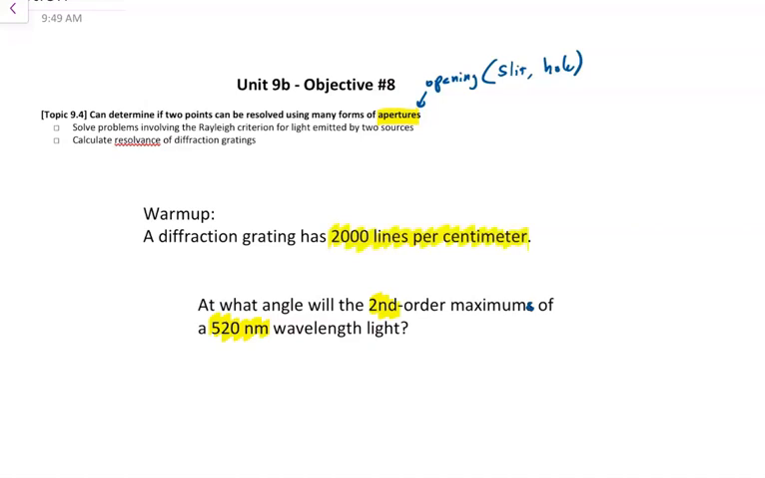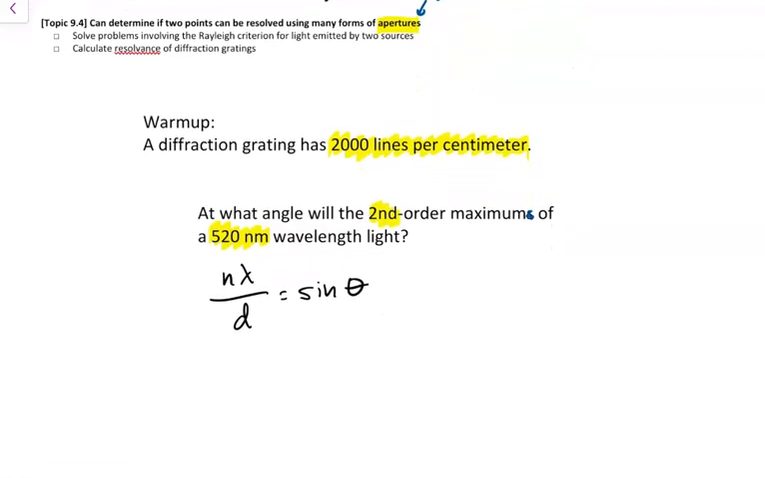So we need to remember the equation we use for diffraction grating, which is in our data booklet. n lambda over d is equal to sine of theta. And we have n equals 2, lambda is equal to 520 times 10 to the negative 9th meters, and d is the distance between the slits, but we need to come up with that using the diffraction grating lines per centimeter.